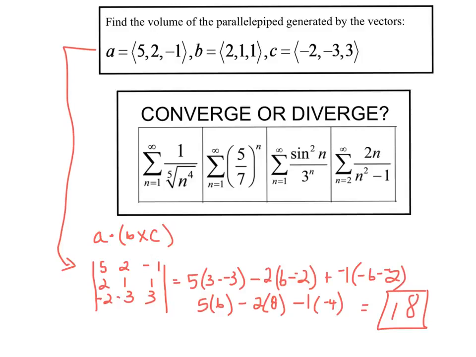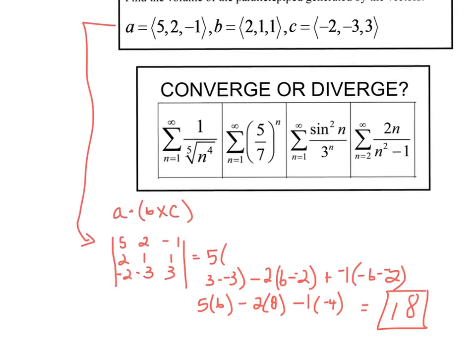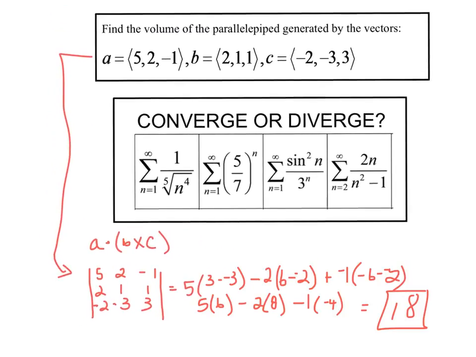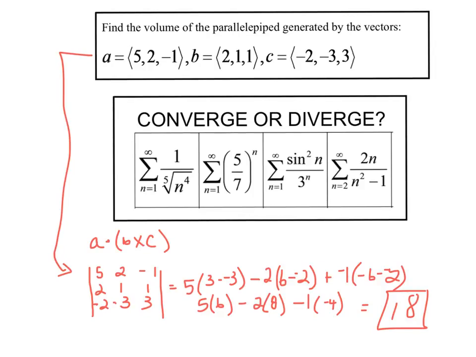All right. Next, let's talk about converge or diverge. Let's review that a little bit. This first series could be written with a power 1 over n to the 4/5. This is a p series, and remember in a p series it's 1 over n to a power. To converge, the power must be greater than 1. So this diverges.